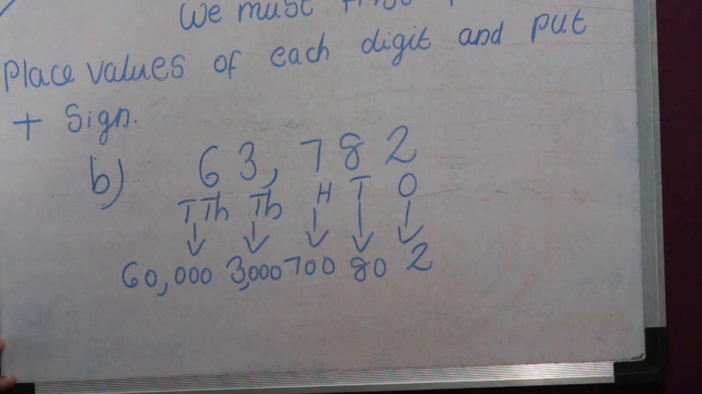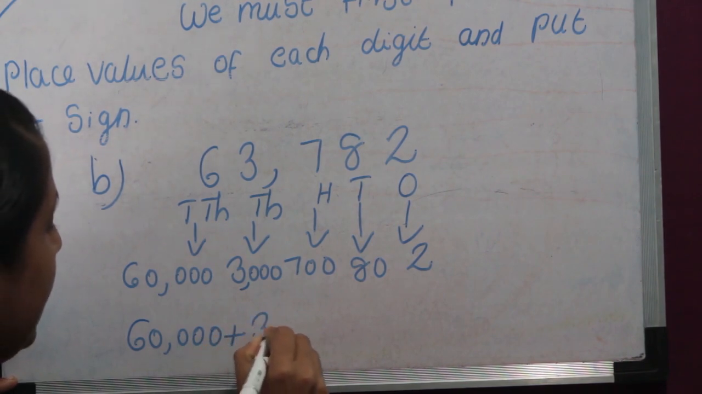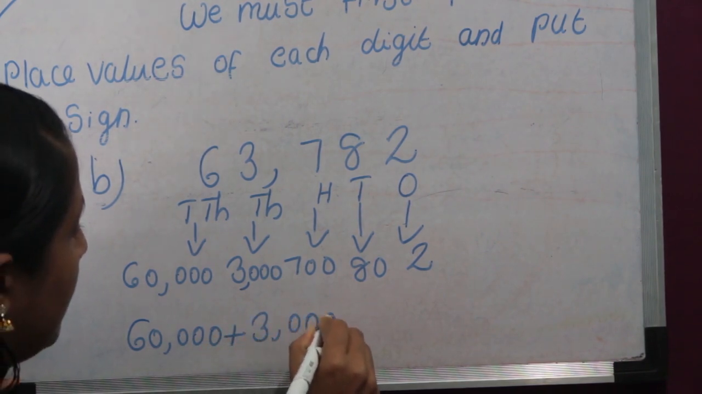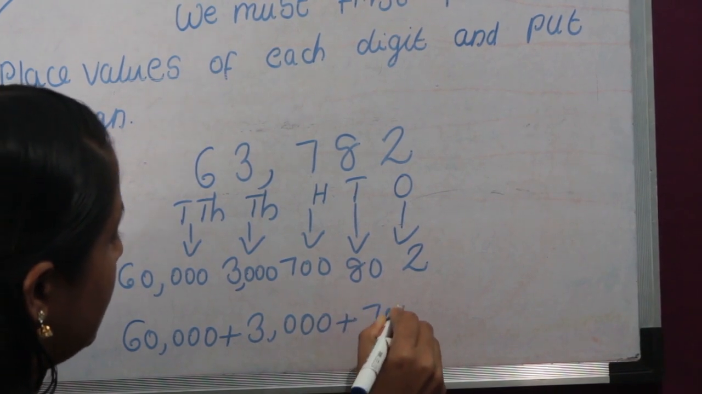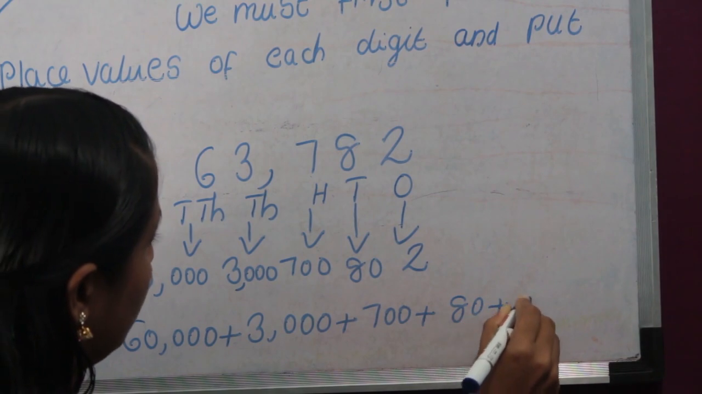Next we add the plus sign, that is 60,000 plus 3,000 plus 700 plus 80 plus 2.